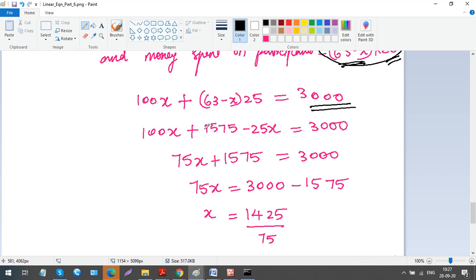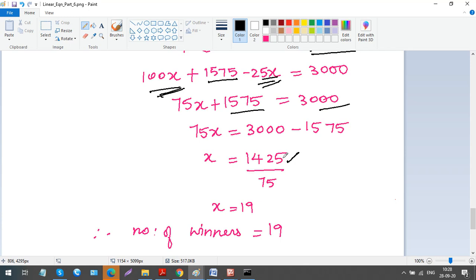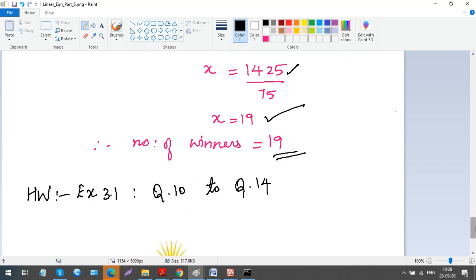So 100x plus, you multiply 63 into 25, you get 1575, then minus 25 into x, you get 25x, is equal to 3000. Now 100x minus 25x, so subtract these two, you are going to get 75x plus 1575 is equal to 3000. So subtract 1575. See, these calculations I have done directly for you. You people can cross check it, and please try doing it. Get used to the calculations, okay? And divide by 75, so you get 19. So there were 19 winners. Understood? Because x was our assumption for the winners.